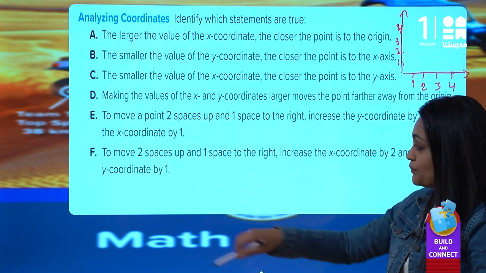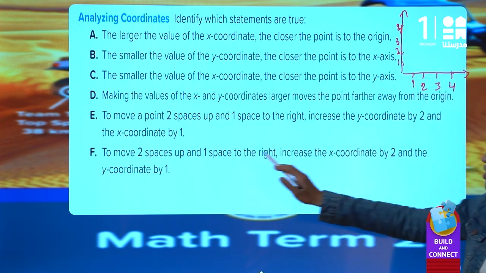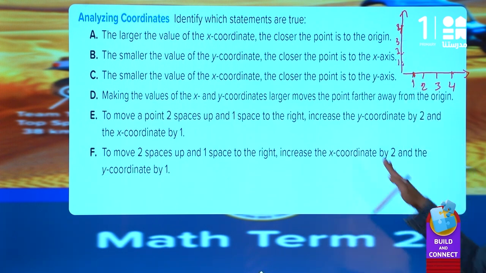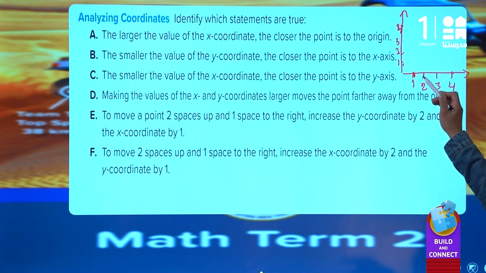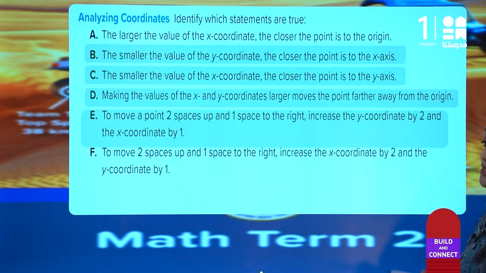Let's see the last one. To move 2 spaces up and 1 space to the right increases the x coordinate by 2. No, it said 1, right? Not 2. So this is not correct. So these are the true statements.